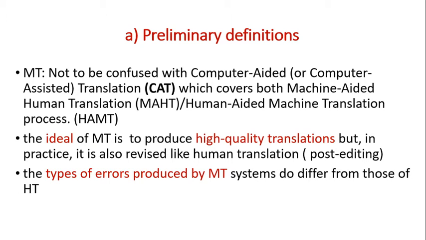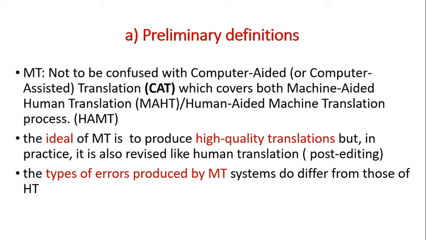I'm sorry, I correct my word. This is machine aided human translation, in which the translation basically is done by the human, and the human gets assistance from various tools of machine translation or CAT tools. Whereas the human aided machine translation process is that the translation basically is done by the machine, and then the corrections are made by the humans.